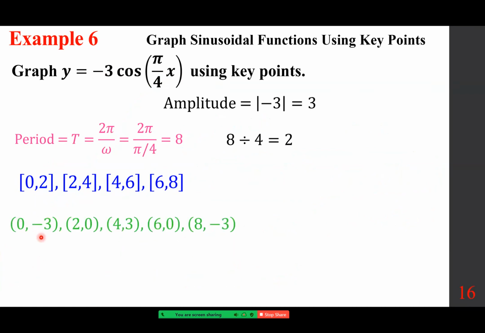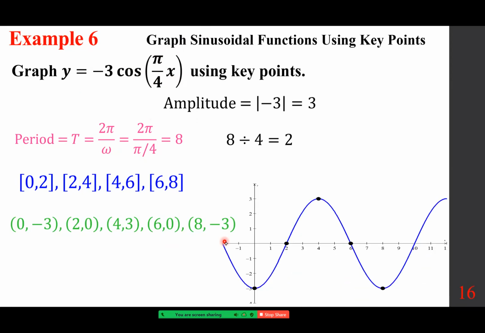I did this one for you, and this one, and this one. You can imagine if you plug in 6 here, what happens? 6 over 4 is 3 halves pi, and cosine is 0. If you plug in 8, 8 divided by 4 is 2 pi, and cosine of 2 pi is the same as cosine of 0, which is 1. 1 times negative 3 makes it negative 3. And so the graph looks like this. I hope everybody is fine.